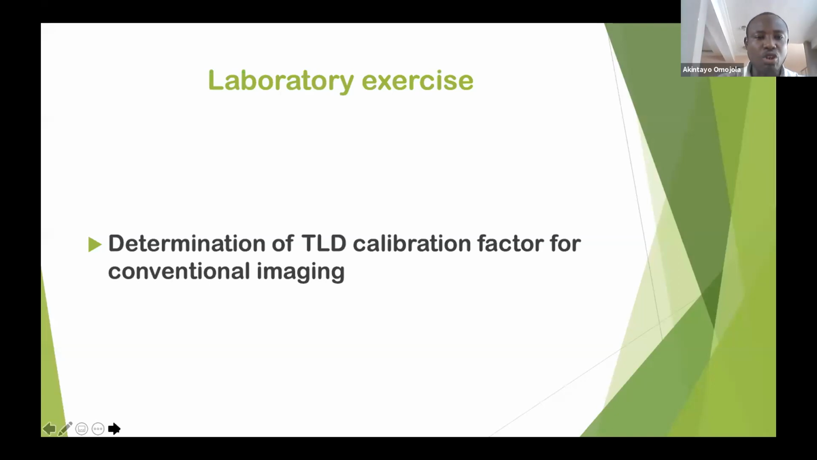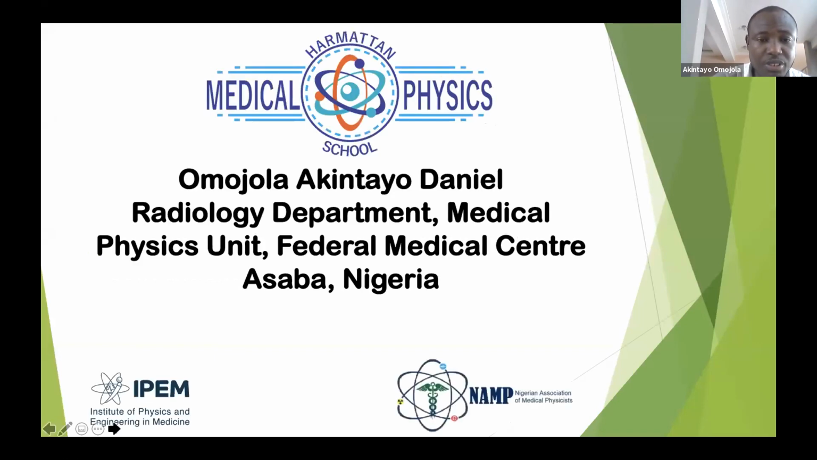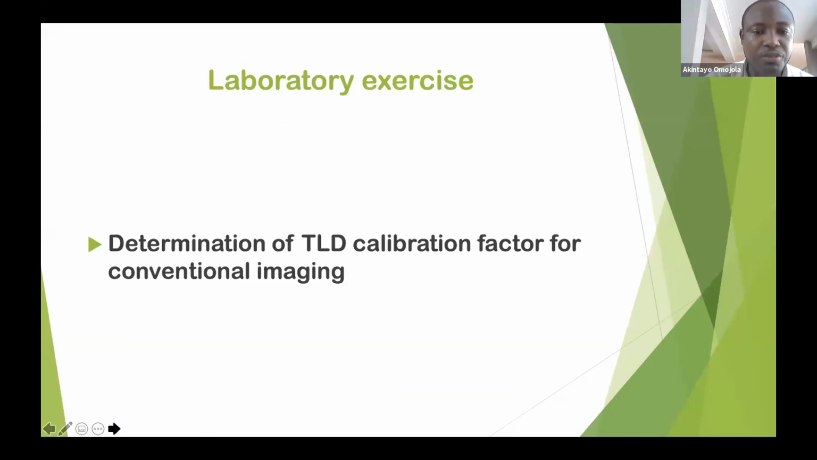Okay, this is my introduction. You know me already. Omojola Akintayo Daniel, Department of Radiology, Medical Physics Unit, Federal Medical Center, Asaba. So our laboratory exercise will be looking at determination of TLD calibration factor for conventional imaging. When we talk about calibration, TLD means thermoluminescence dosimeter. So basically, we want to use lithium fluoride doped with magnesium and titanium for this study.